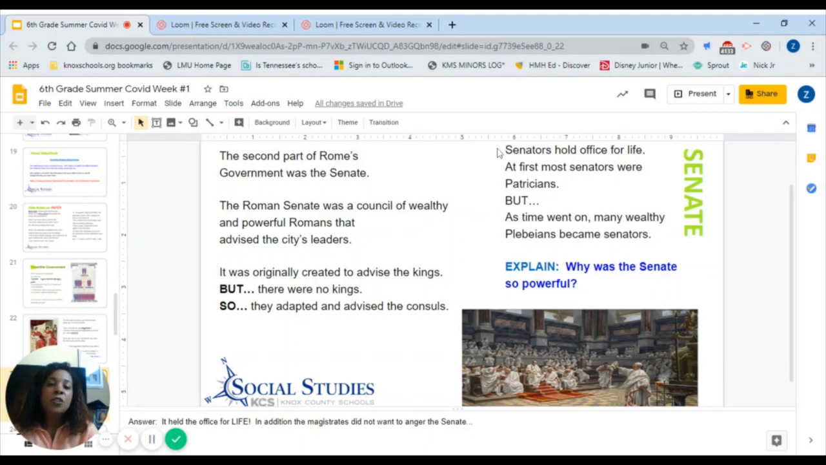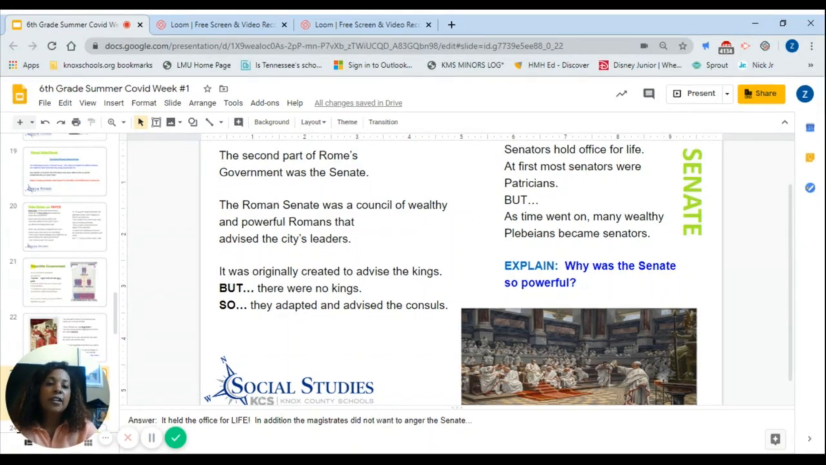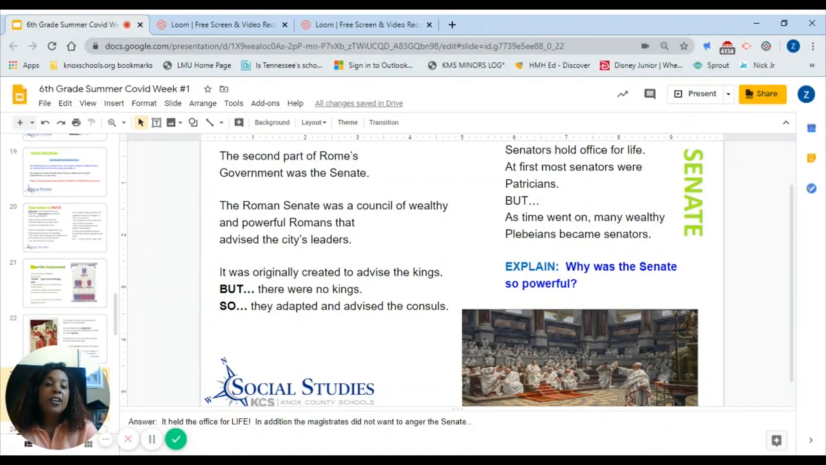The senators hold office for how long? That's right, for life. At first, most senators were patricians, but as time went on, hundreds of years, many wealthy plebeians became senators. So explain, why was the Senate so powerful? Go back to your text, find the answer right there. Because the senators held office for life.